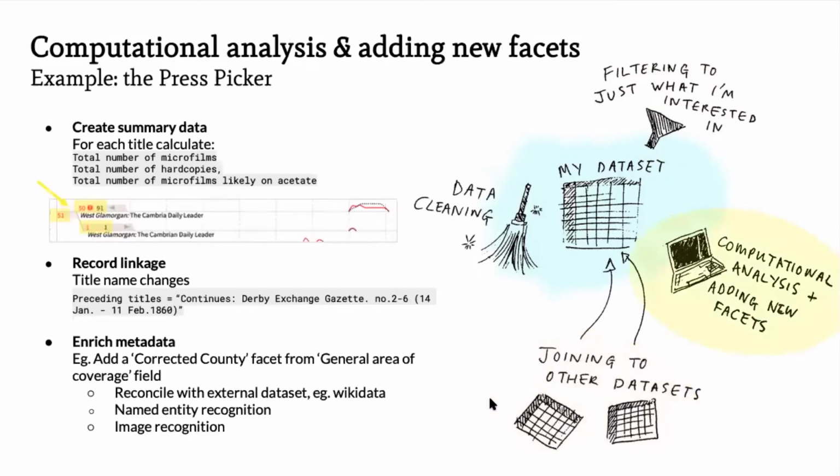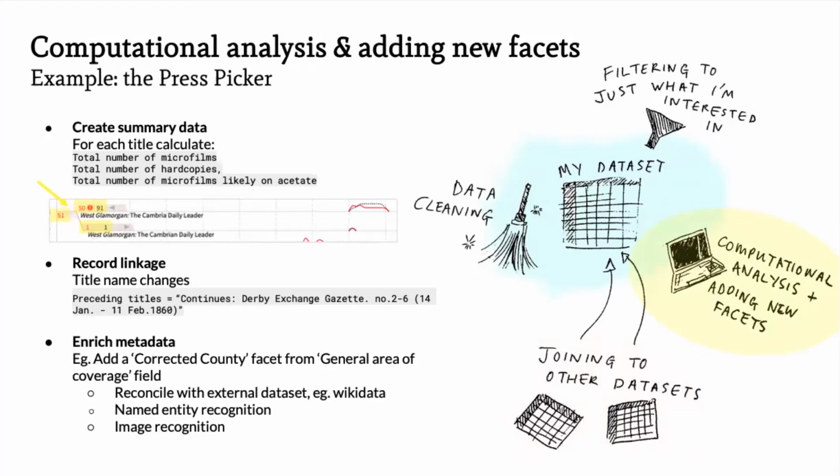We also might need to do some computational analysis. So for example, in Press Picker, we've got summary information on the far left, these counts of the number of microfilms or the number of hard copies. So we need to create those summary numbers. In this example, also, we did this bringing together of the data where there have been name changes. So we might need to link records together that weren't previously linked in the data.